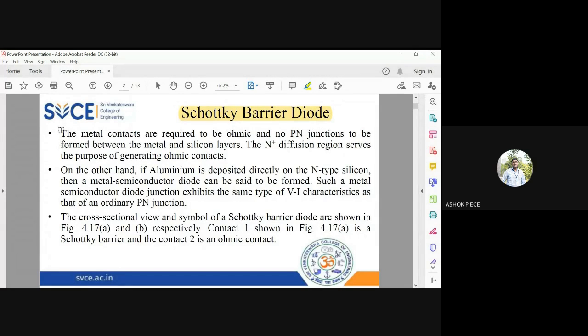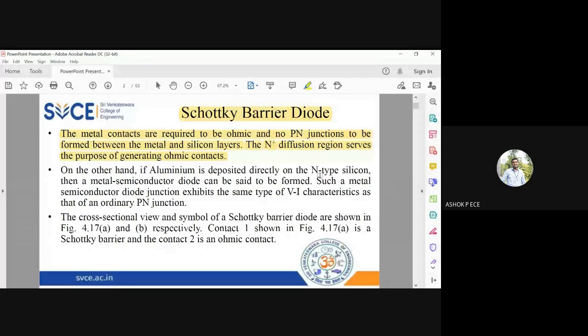So here, this diode is going to work on the principle of a conventional junction, and not the ohmic contact only. So the metal contact has to be Schottky, and no PN junction has to be formed between the metal and the silicon layers. So you have a metal layer, you have a semiconductor layer, and when you join these two, it forms a contact. You are going to have a separate N plus diffusion region for generating the ohmic contact. N region is heavily doped with electrons as majority carriers, and N plus is a very heavily doped region.